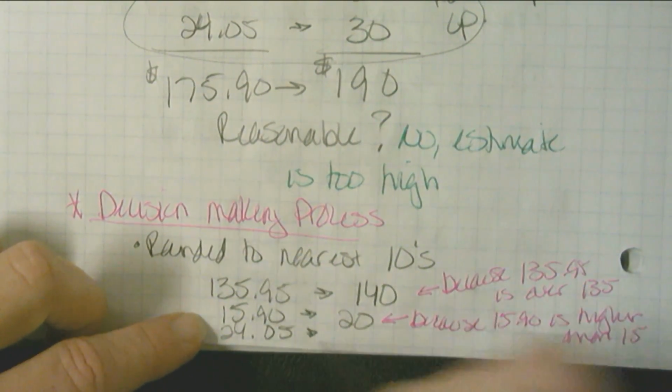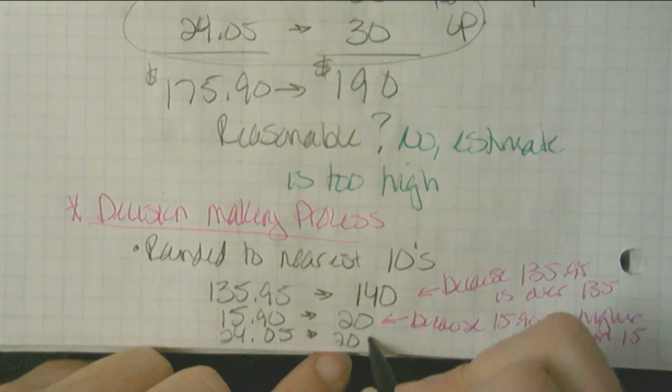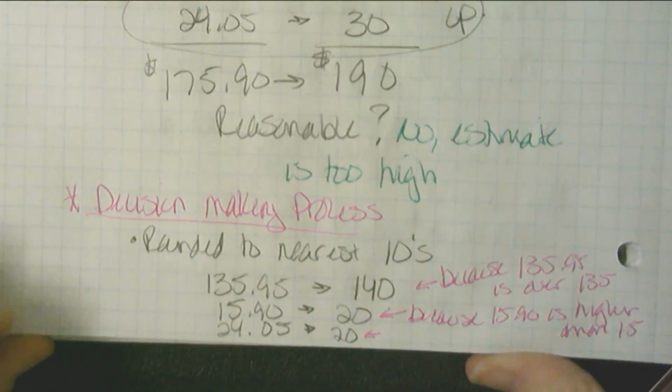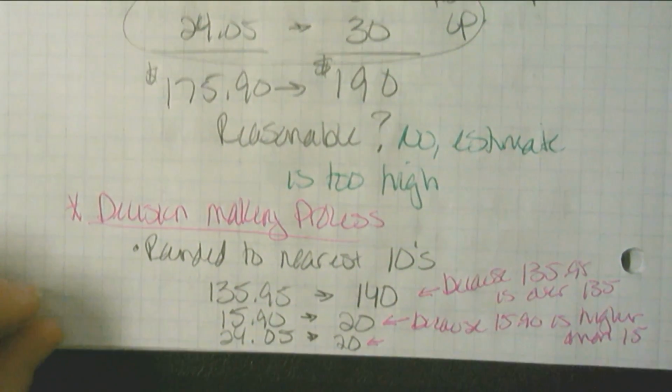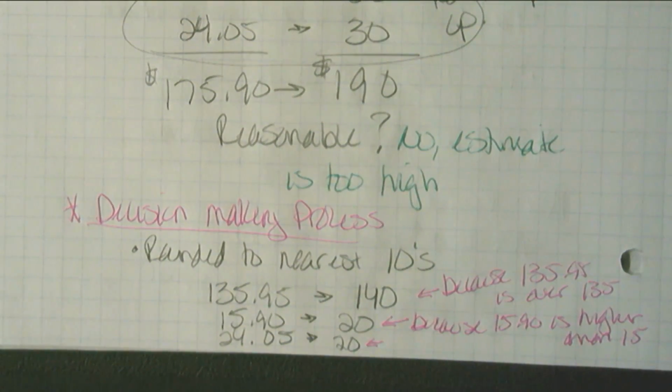All right. Our last one was that 24.05. What did we round that one to in our reasonable estimate? Emerson? 20. Why did I round that down, Emerson? Yeah, so it's less than that 25, right? Because it's less than the 25. So that 5 mark, 25, 35, 45, 55, 65, 75, that 5 really is our dividing of whether we go up or we go down.